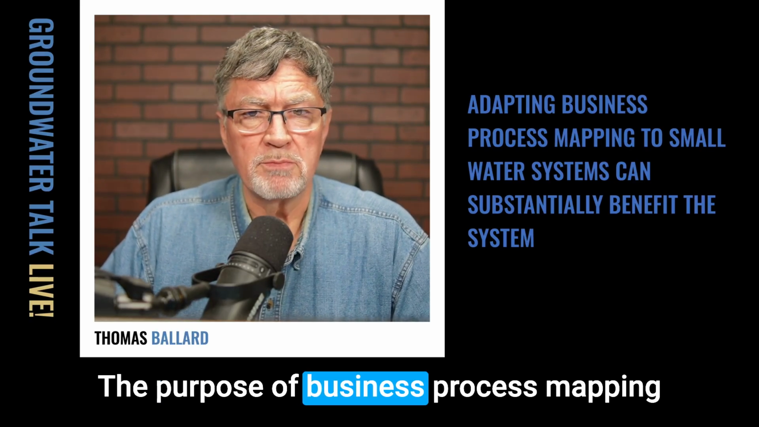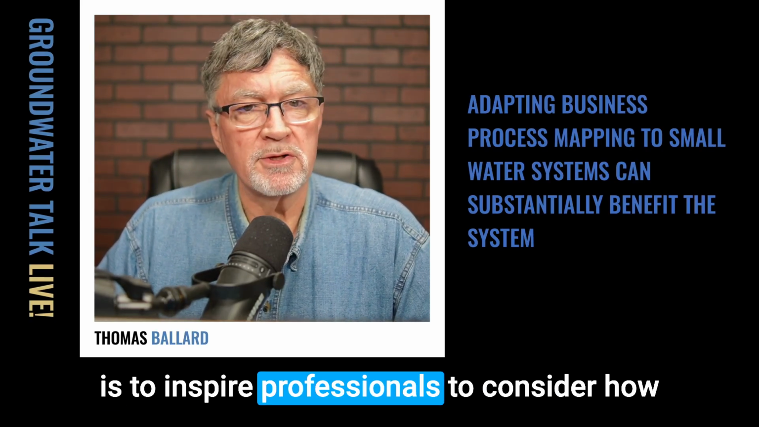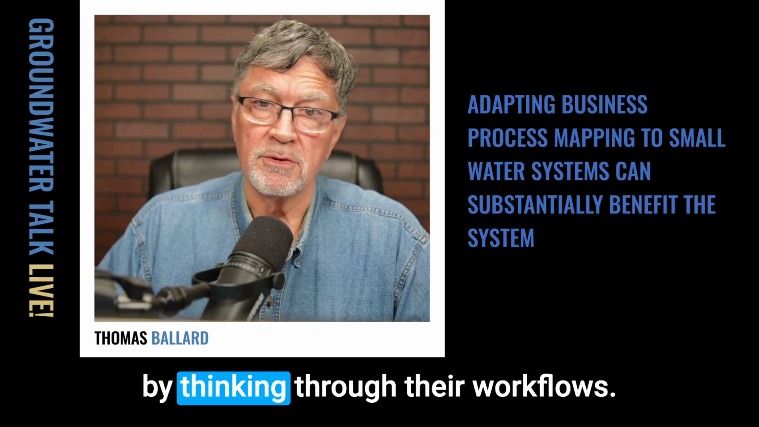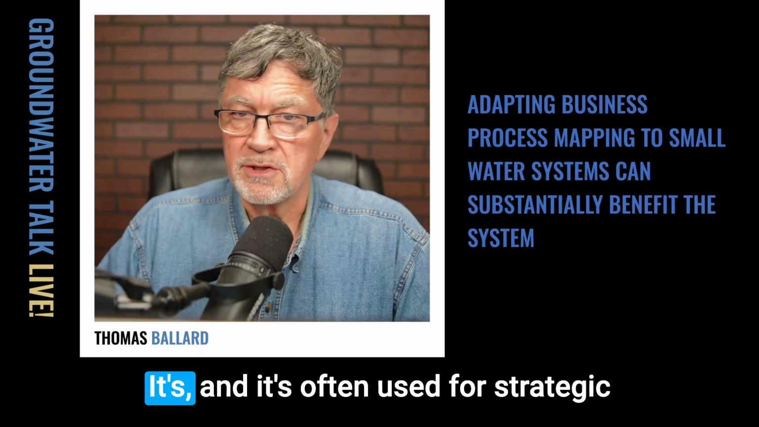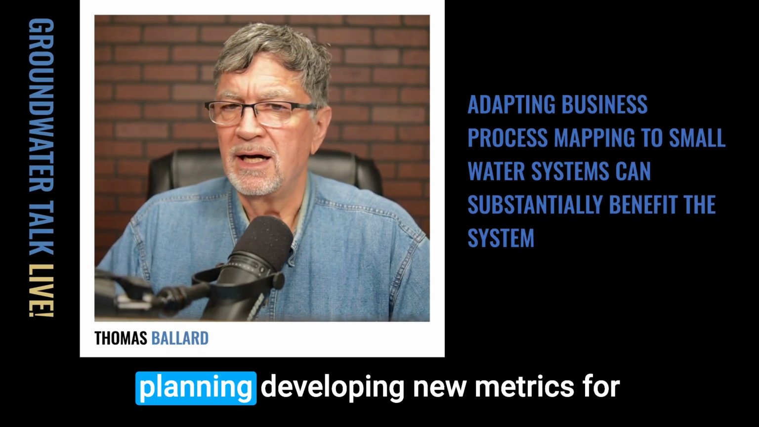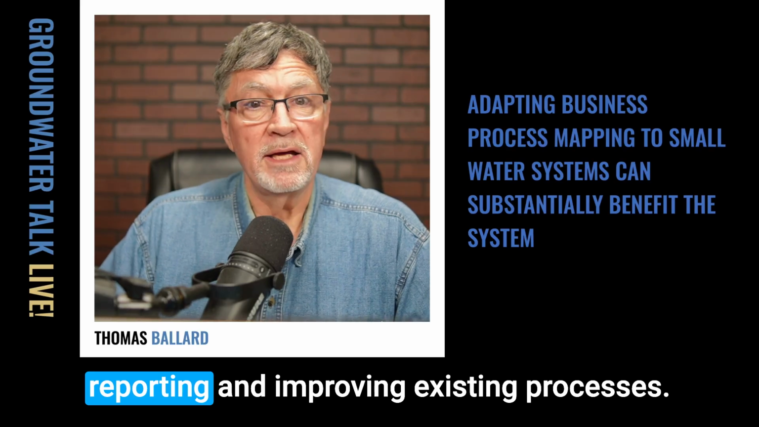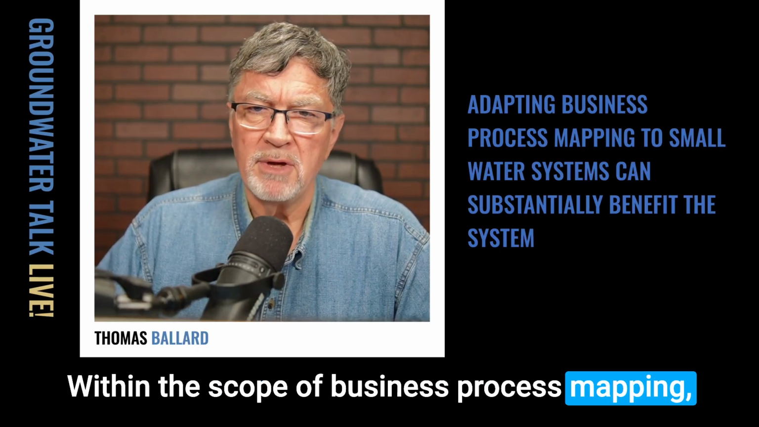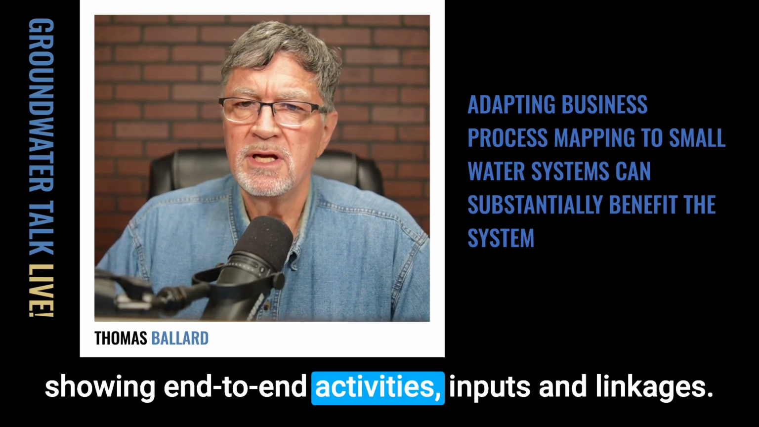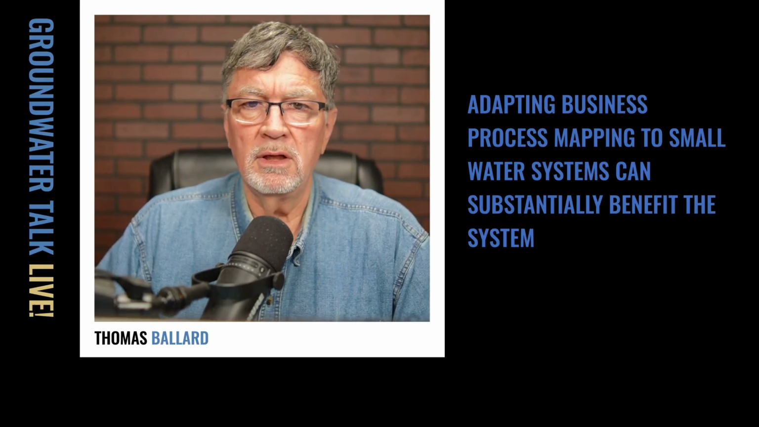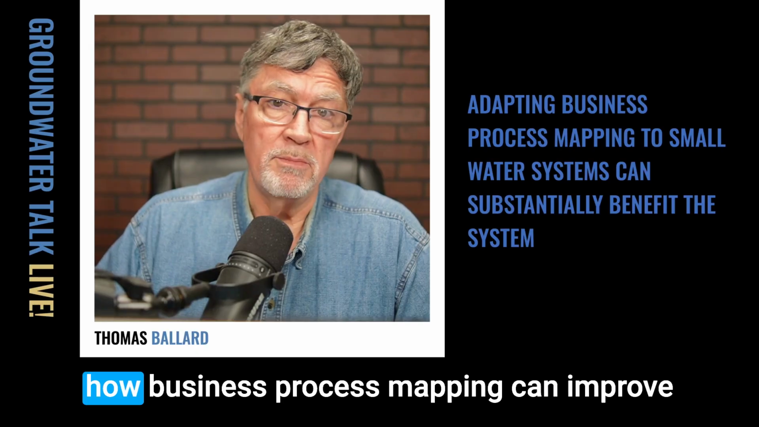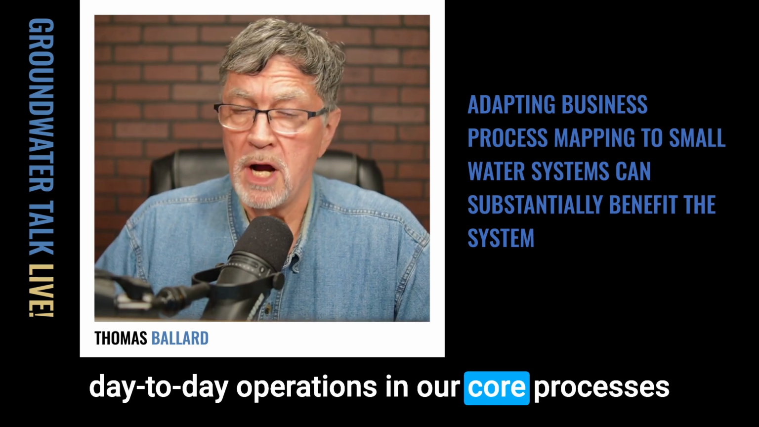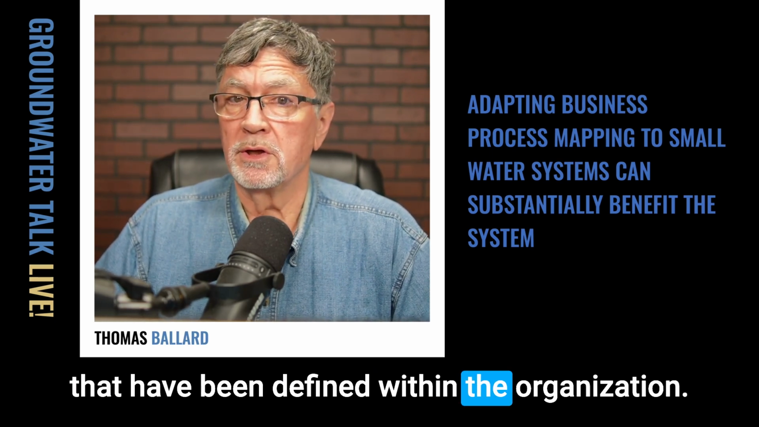The purpose of business process mapping is to inspire professionals to consider how to make their organization more effective by thinking through their workflows. It's often used for strategic planning, developing new metrics for reporting, and improving existing processes within the scope of business process mapping, showing end-to-end activities, inputs, and linkages. We're more concerned in this video with how business process mapping can improve day-to-day operations in our core processes that have been defined within the organization.